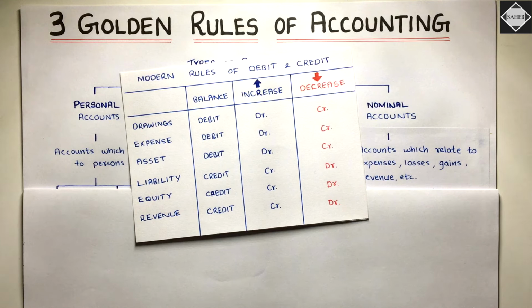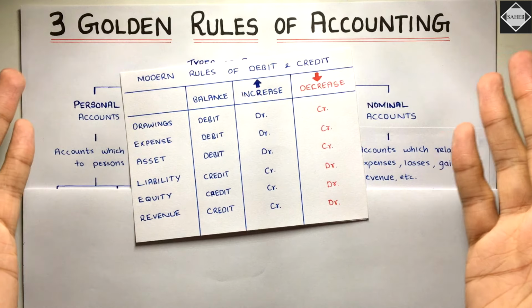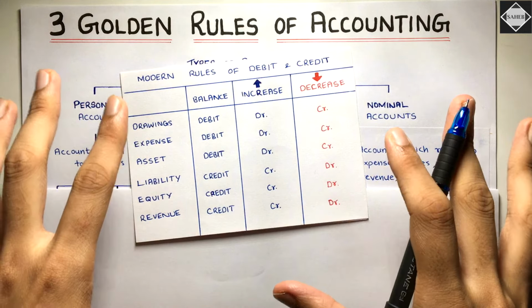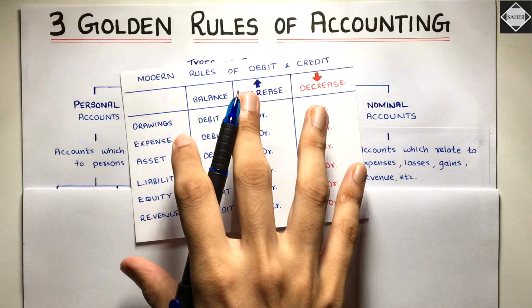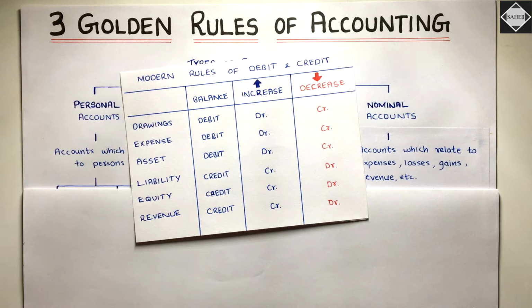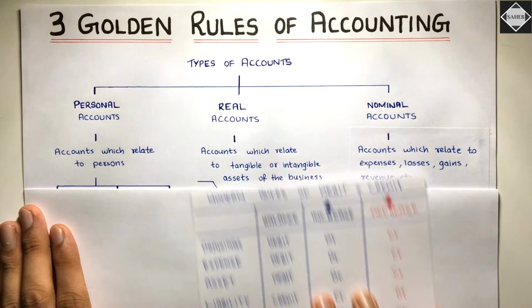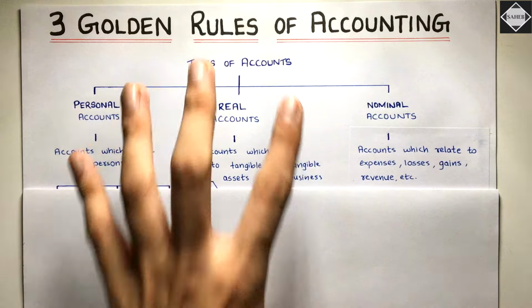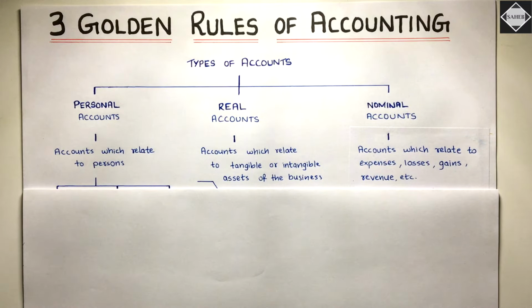But some of the people don't like these modern rules of debit and credit. They prefer golden rules of accounting, right? And to be a proper accountant, you have to know both things, really. You have to know modern rules of debit and credit as well as golden rules of accounting. Then only you will be able to pass the interviews and you will have an overall approach. So that is why we have to cover golden rules of accounting as well. So let's understand what these golden rules of accounting are. It's really simple and straightforward.